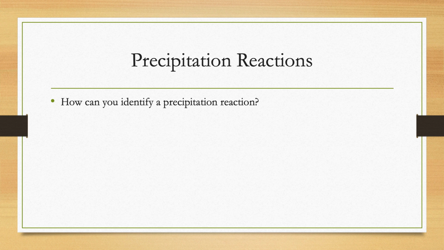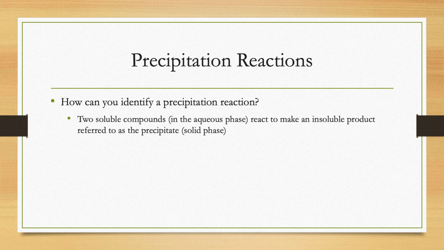Now, for the reaction itself, talking about precipitation reactions, in terms of knowing when a reaction is a precipitation reaction, the easiest, generally accepted definition is that you have two what we call soluble compounds, which are basically things that dissolve normally in water, reacting to make one insoluble product, which is something that really doesn't dissolve in water. It's going to be a solid at that point. And we refer to that solid product that you make in your reaction as the precipitate.